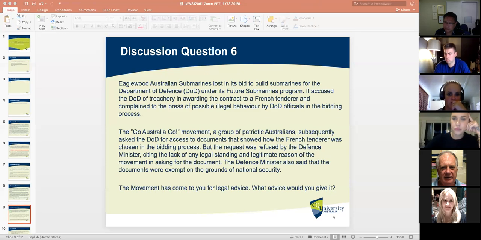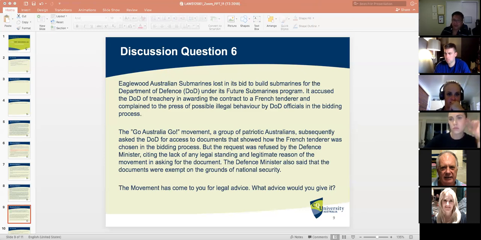You don't have to prove standing to put in an application for FOI. Very good. So that's the first legal issue, correct? You don't have to prove legal standing. How about legitimate reason? Equally the same. You don't have to provide a reason.